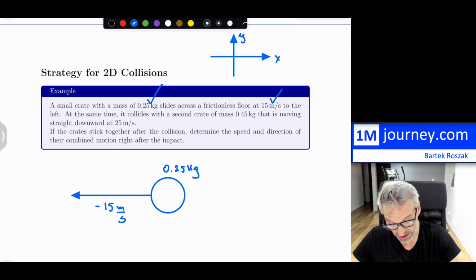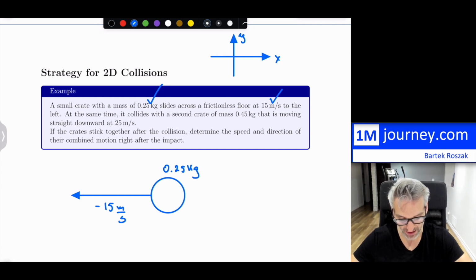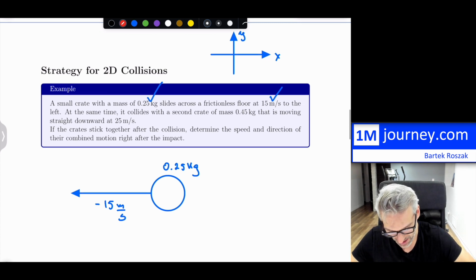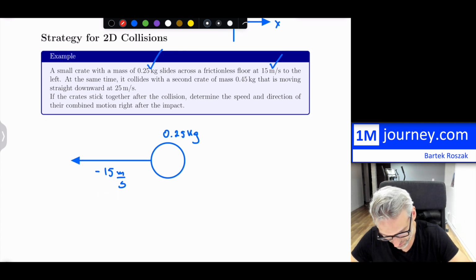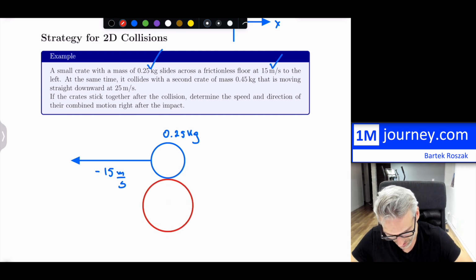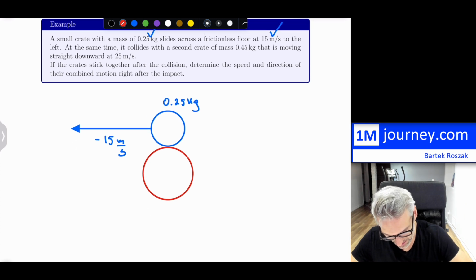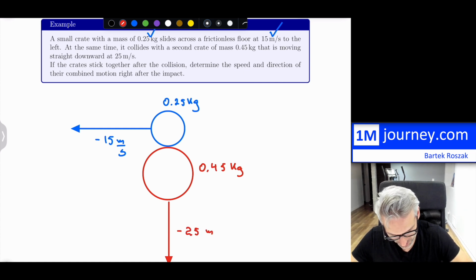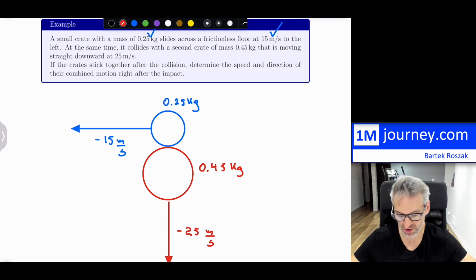Now, at the same time, it looks like it collides with a second crate of mass 0.45, so a little bit bigger, and that is moving downwards at 25 meters per second. All right, so it collides in. I'm just going to draw these side by side in here. It doesn't matter. So here we go. There's some collision. Okay, that happens. And this thing is going downwards. So that's the information that they're providing us. It's a little bit bigger, so 0.5 kilograms right there. And it is down. So again, I'm going to put negative 25 meters per second because of the down direction.